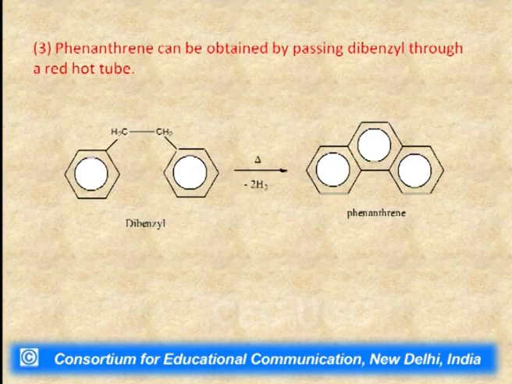Phenanthrene can also be obtained by passing dibenzyl through a red hot tube. This is dibenzyl, in which we have these two benzene rings. It will undergo dehydrogenation on heating, and we will get this cyclized product, which is called phenanthrene.